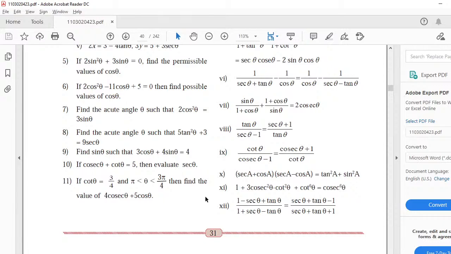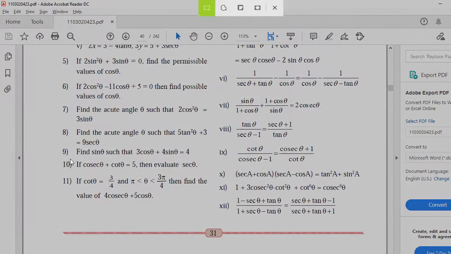Okay, so which question? Find the sin theta such that 3 cos theta plus 4 sin theta is equals to 0. You take question number 9 as a homework. It is very simple. Question number 9 you take as a homework. We will see the question number 10.